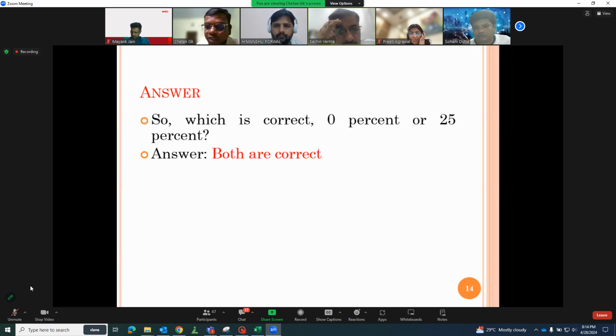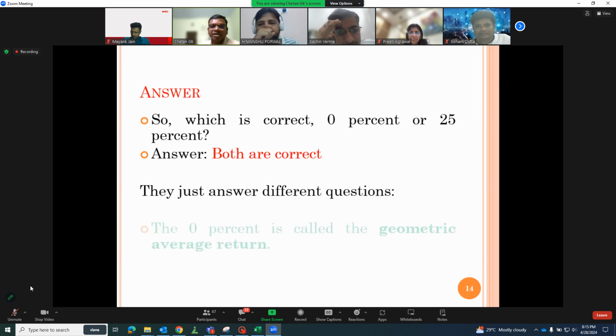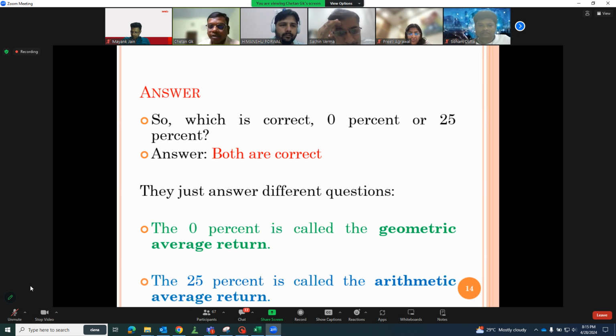Okay, the answer is both are correct. 0 is correct. Because you just answered different questions. The 0% you called is actually called the geometric return, and the 25% you got is an arithmetic average return. Both are correct. But which one to follow? You know which one to follow, right?